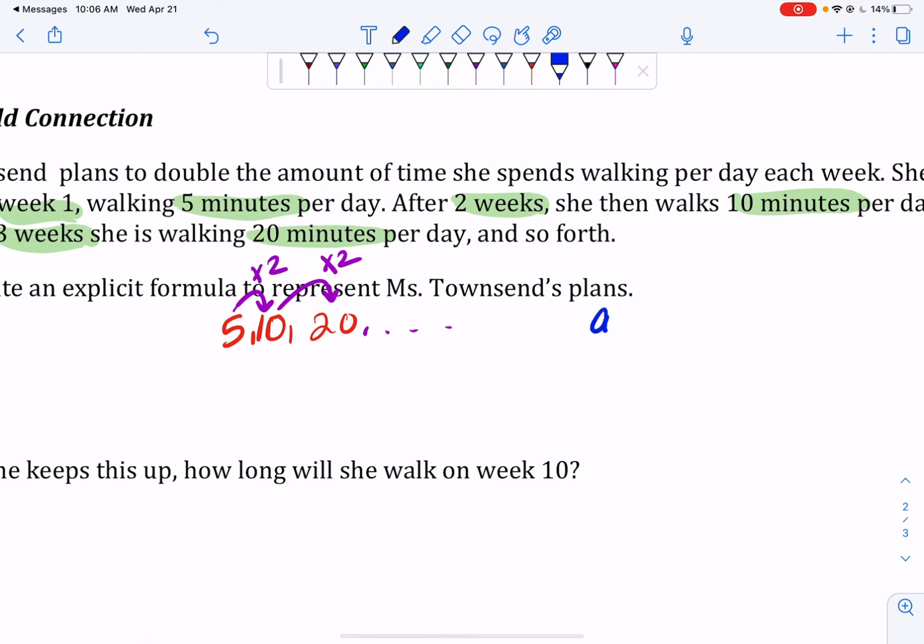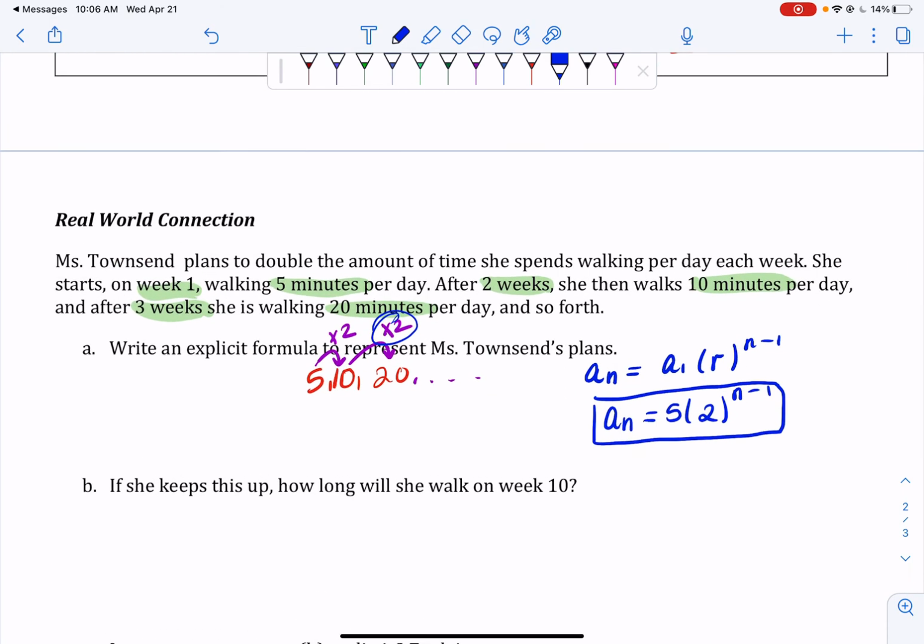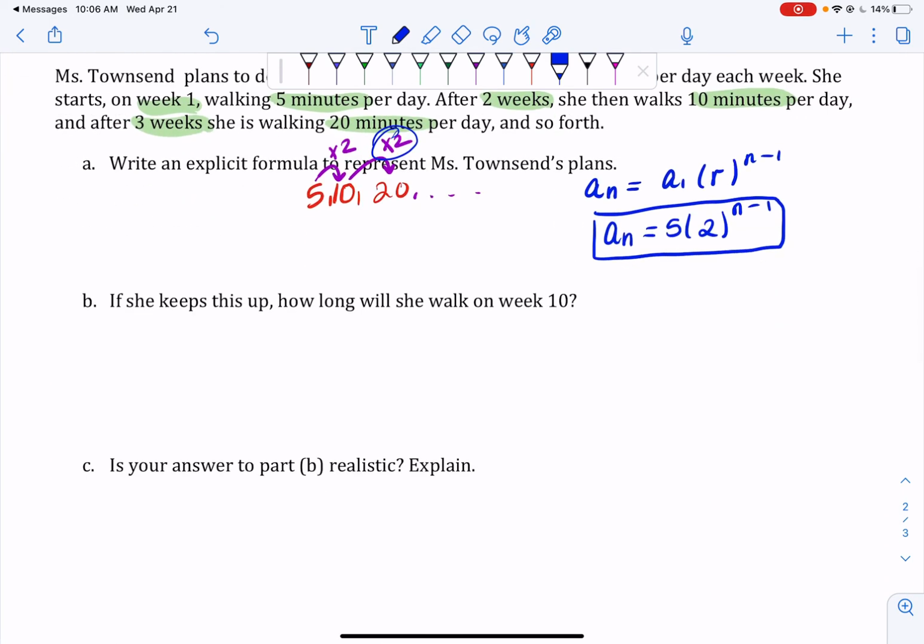And we know our explicit formula is a sub n equals a sub 1 times r to the n minus 1. And if you look, our a sub 1 is our first term, which is a 5. Now my common ratio is a 2, because that's what I'm multiplying by each time. So this is my final answer: a sub n equals 5 times 2 to the n minus 1.